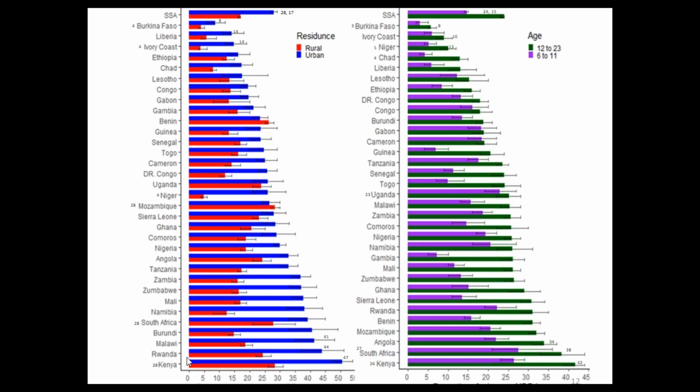The next are Malawi and Rwanda. Out of 5 children from Malawi and Rwanda, about two were found to have adequate minimum dietary diversity or good feeding practices. The lowest is in Burkina Faso, Liberia, and Ivory Coast, where out of 10 children, only one was found to have adequate minimum dietary diversity. In rural regions, the maximum is in Kenya, South Africa, and Mozambique, where 28% of children had adequate minimum dietary diversity.